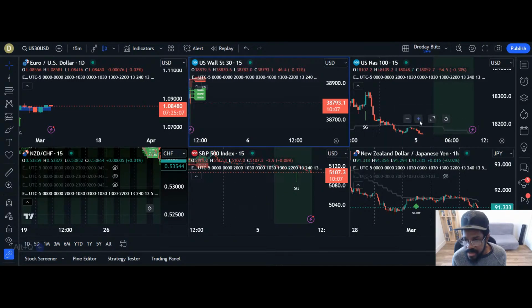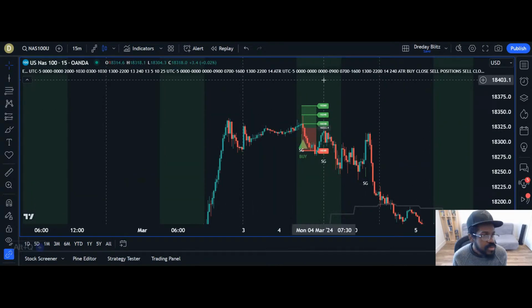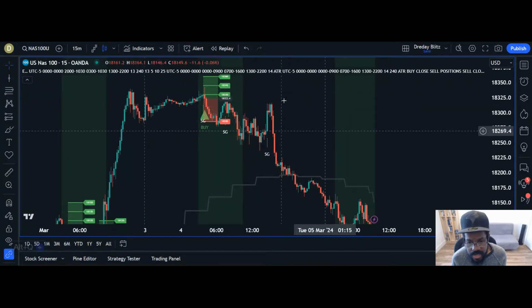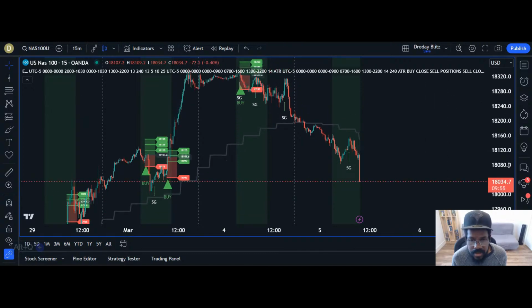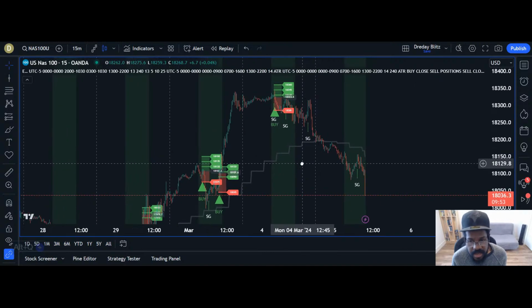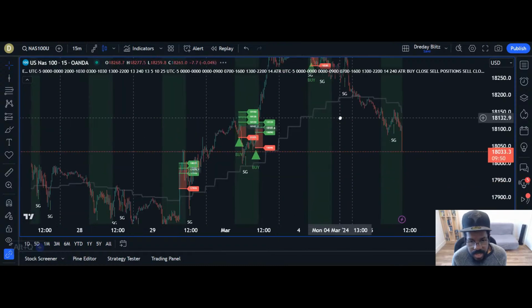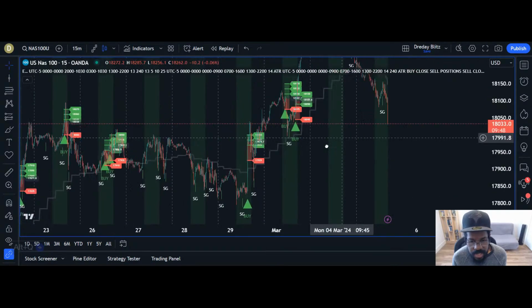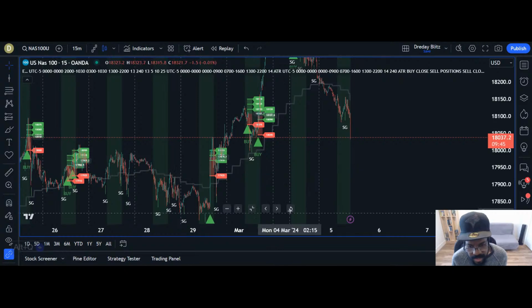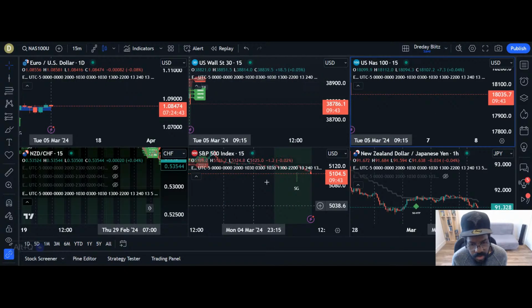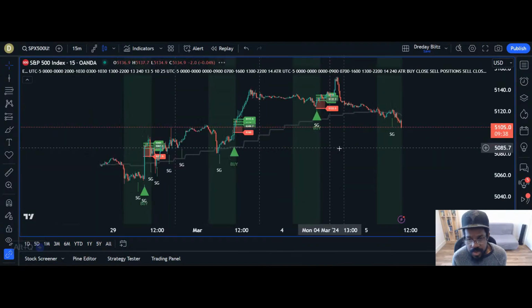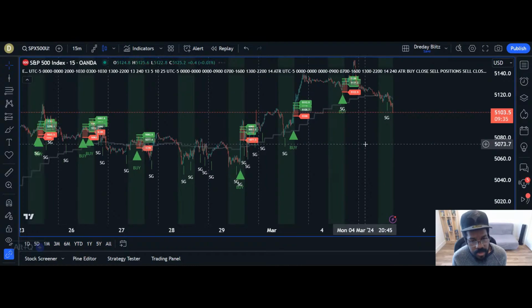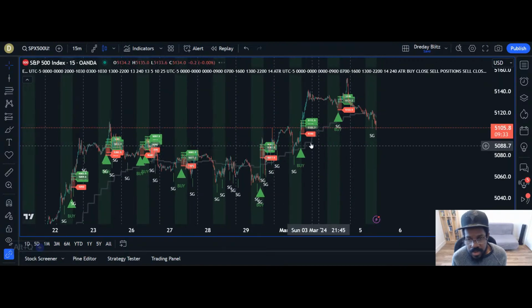Let's look at NASDAQ on the 15-minute chart. This is where we're at right now. NASDAQ is still bullish, but it's going to start to go bearish. Usually NASDAQ or US 30 will do the move before the actual move, so that way you can monitor it. It's the same thing for S&P 500, so looking for bearishness here.